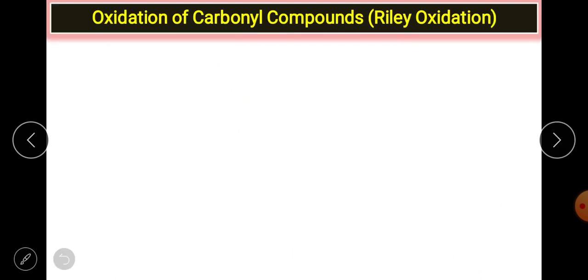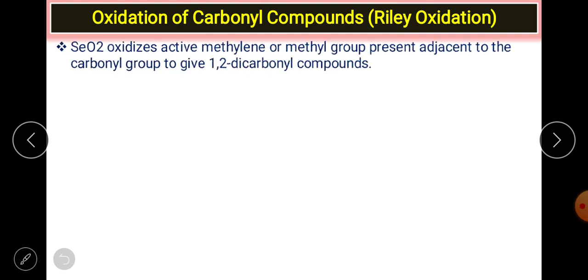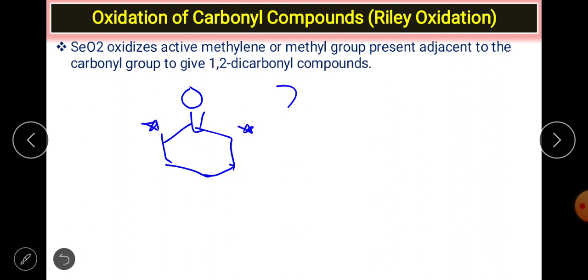The second most important application is the oxidation of carbonyl compounds, which we also call relay oxidation. How do these carbonyl compounds get oxidized? You know what an active methylene position is. Again, I told you that this carbon is active. If you have selenium dioxide, this carbon will be oxidized.